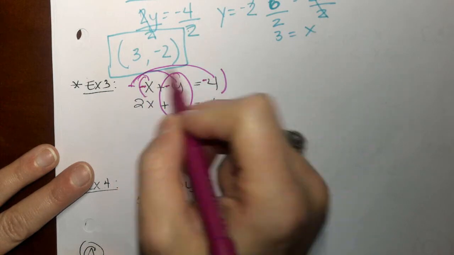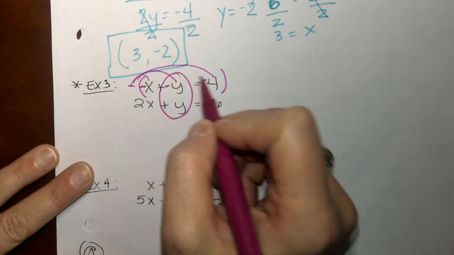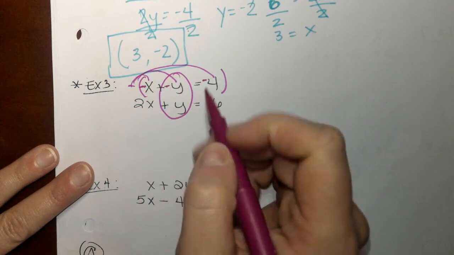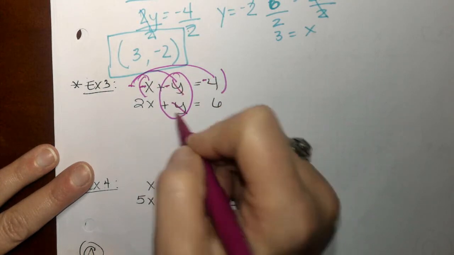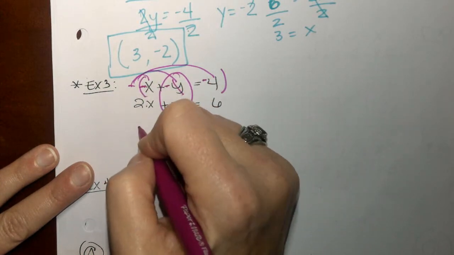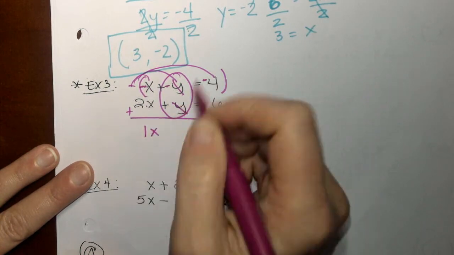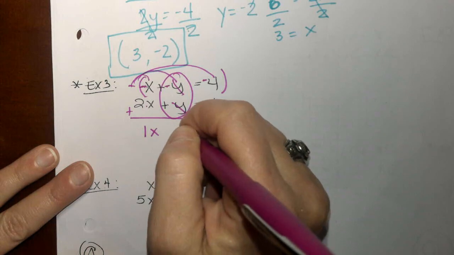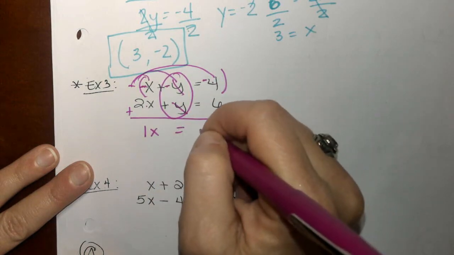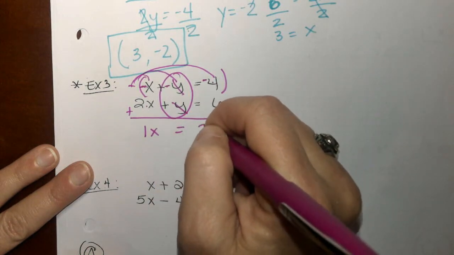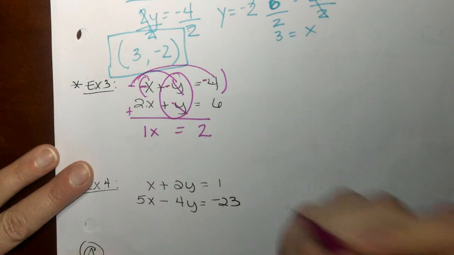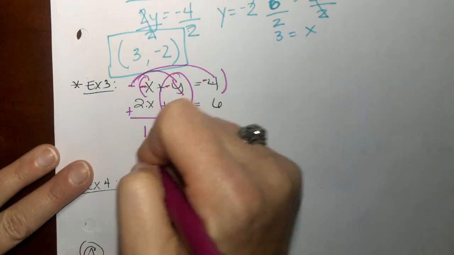Because you only do it to that one equation, but you have to do it to everything in that top equation. Now these cancel, and you have a negative x and a 2x, and that equals 1x. Your y's cancel, and a negative 4 and a positive 6 make a 2. So x equals 2.